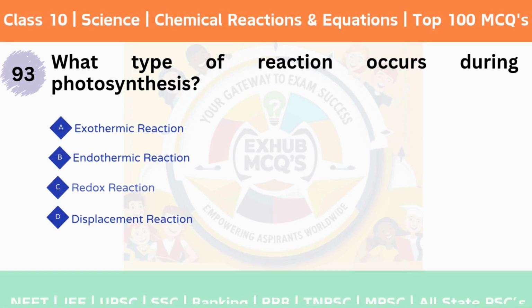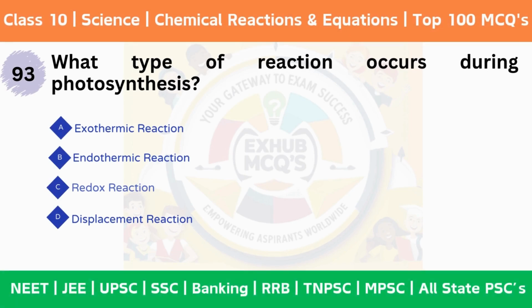MCQ 93. What type of reaction occurs during photosynthesis? Option A, exothermic reaction. Option B, endothermic reaction. Option C, redox reaction. Option D, displacement reaction.